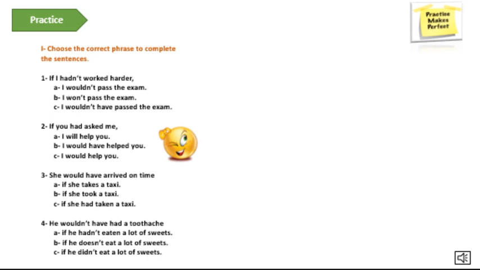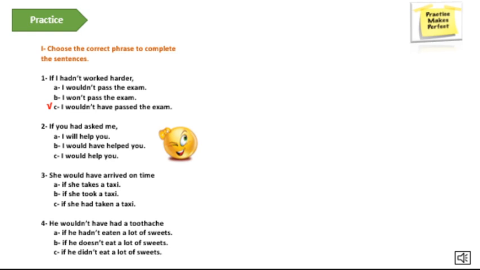Well, the right answer is I wouldn't have passed the exam. If I hadn't worked harder, I wouldn't have passed the exam. So why did I choose this one? To keep the same form of the conditional type 3. For the if clause we have the past perfect simple, hadn't worked. And for the result clause, when we speak about conditional type 3, we have would plus have plus verb in the past participle.